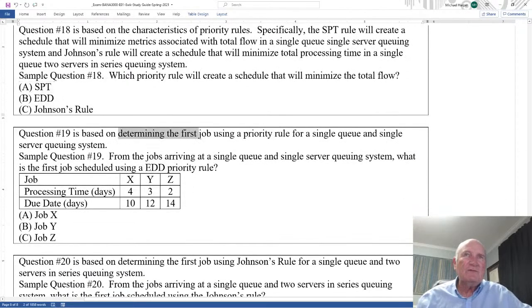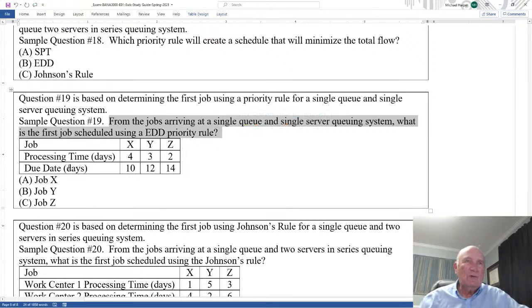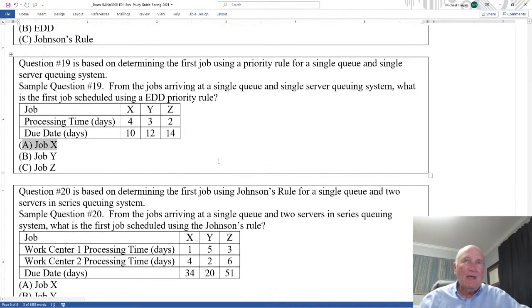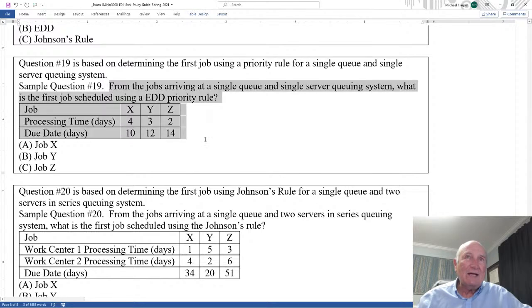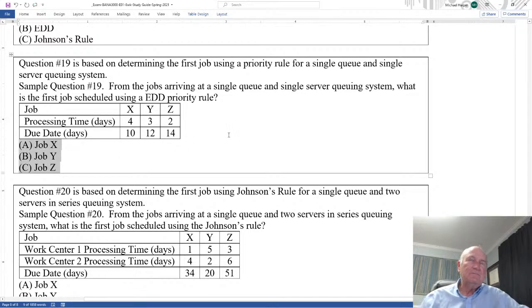Question 19 is based on determining the first job using the priority rule for a single queue, single service system. Question: from the jobs arriving at a single queue and single server queuing system, what is the first job scheduled using the earliest due date priority rule? Well, the due dates are here, and the earliest due date between 10, 12, and 14 is 10, so X is your answer, and there it is. And that's all there is. And this question will be just different numbers. And I could have different rules in here. The numbers will be different, but you will have X, Y, and Z. The structure is the same.